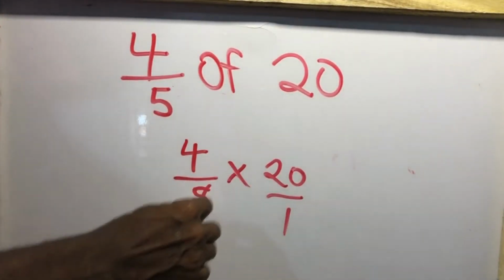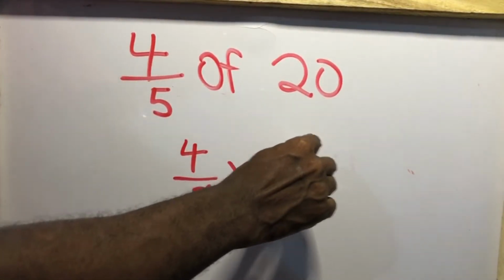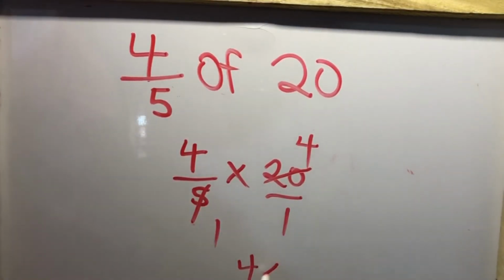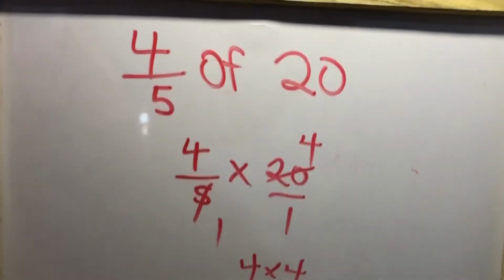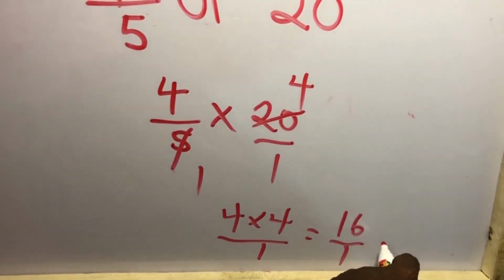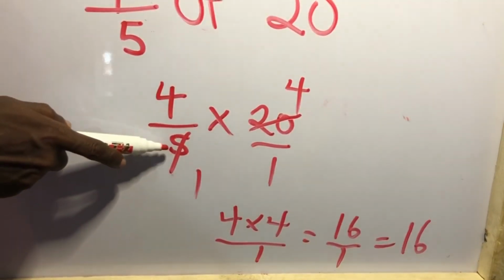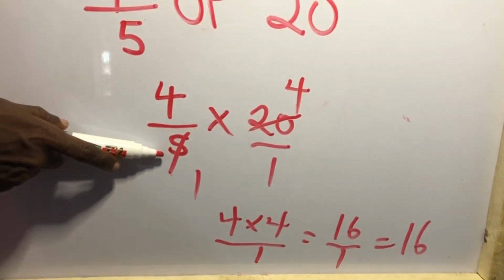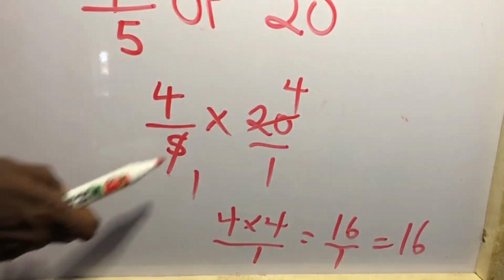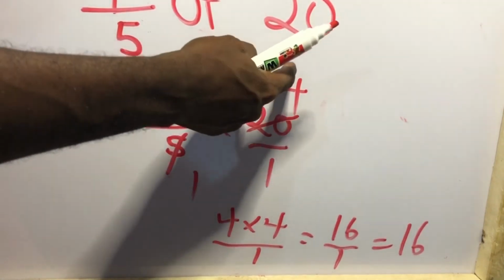So 5 here, 5 in 20, you have 4. So you are left with 4 times 4 divided by 1. That is 16 over 1. Okay, so you are going to have 16. Now, I used the denominator to divide the numerator here. That is why I said 20 divided by 5, which gives 4.